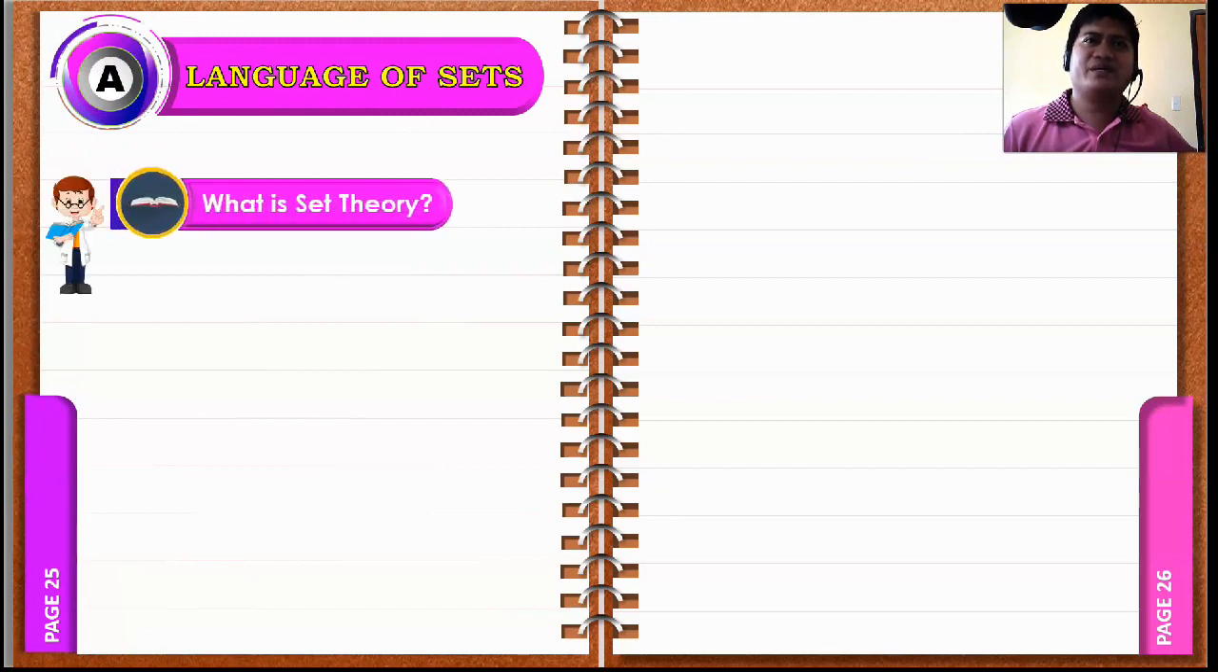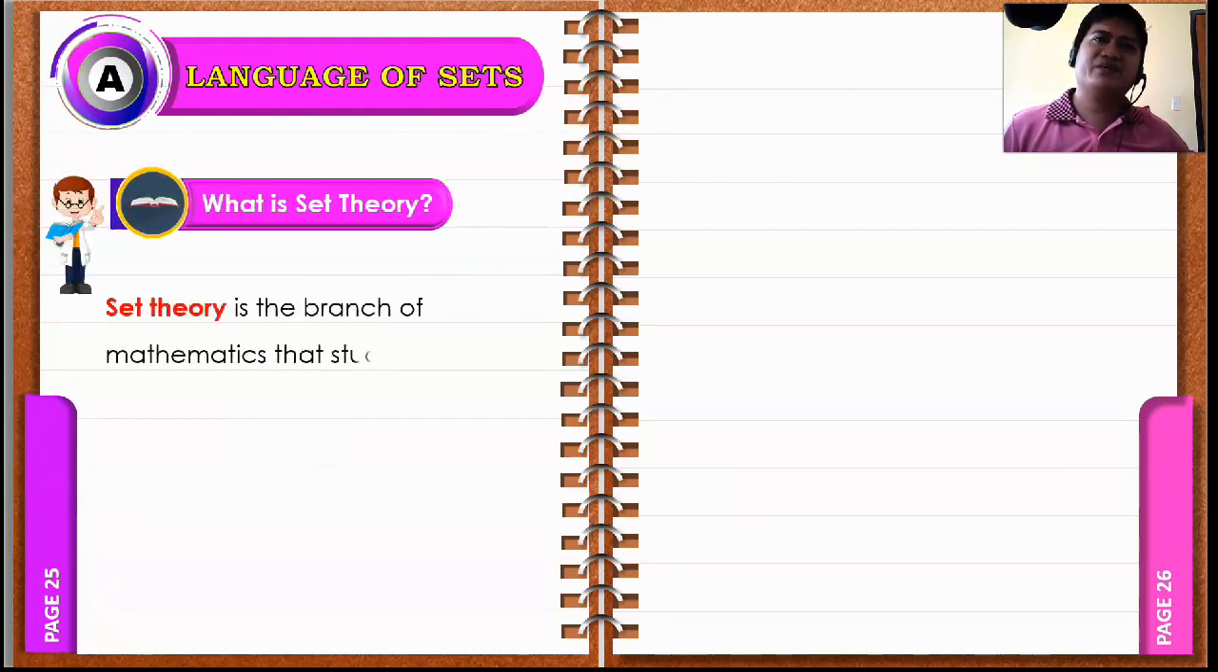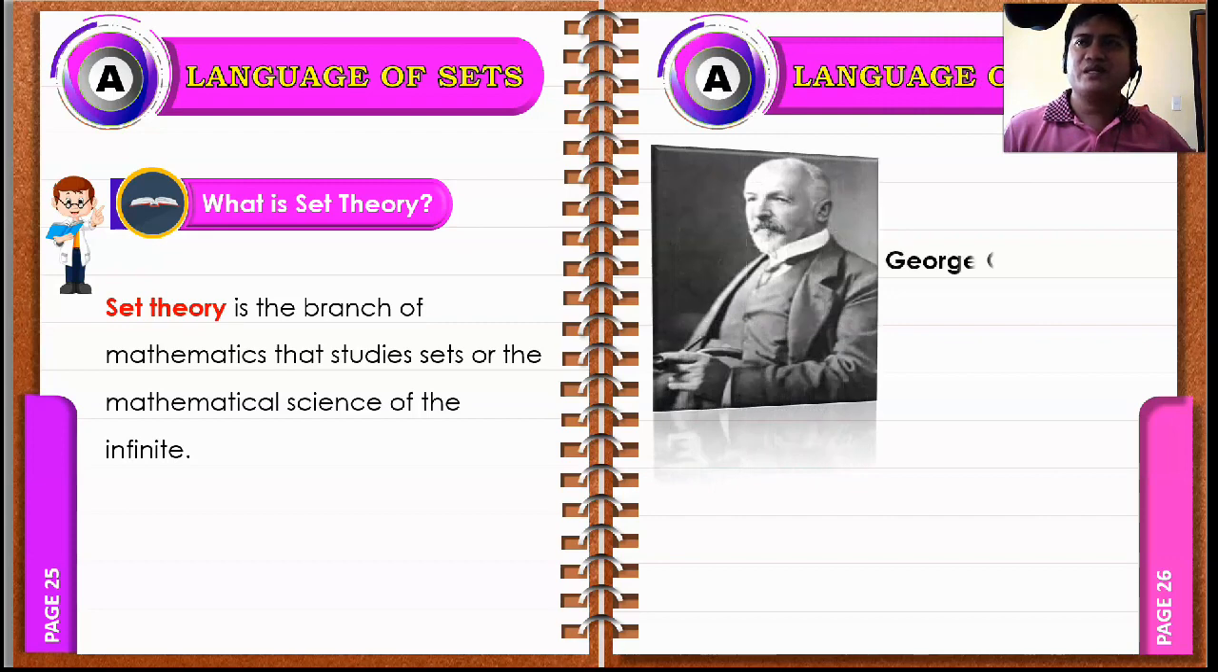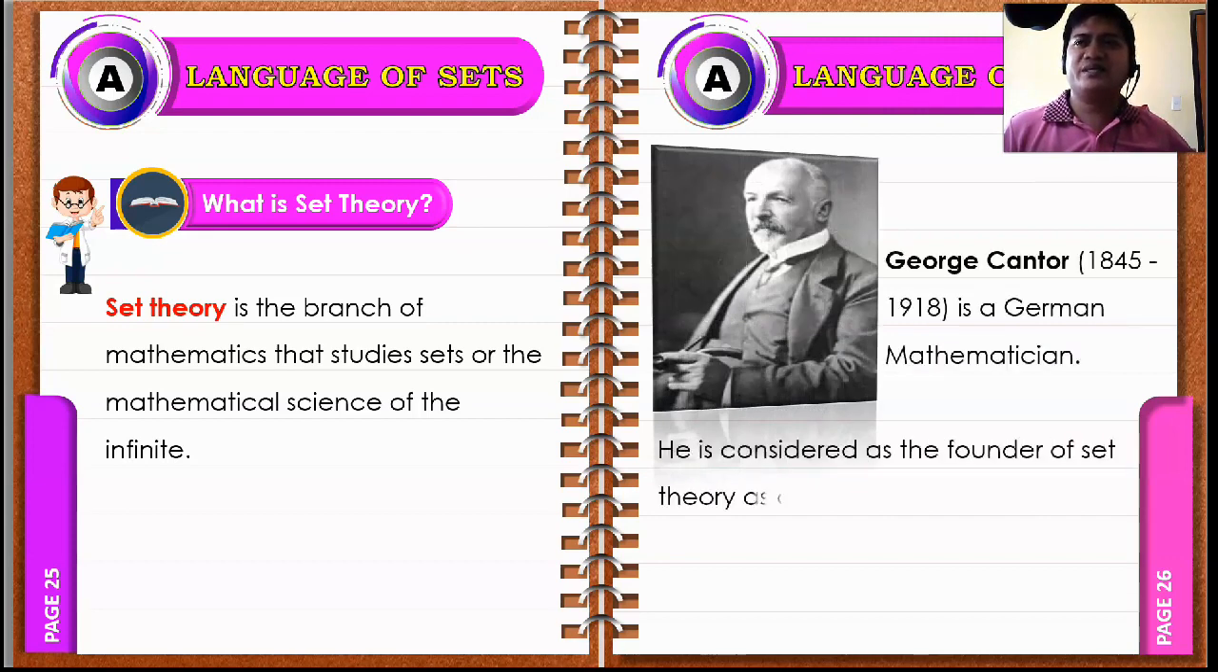So what is set theory? Set theory is the branch of mathematics that studies sets, or the mathematical science of the infinite. George Cantor, a German mathematician, is considered the founder of set theory as a mathematical discipline.